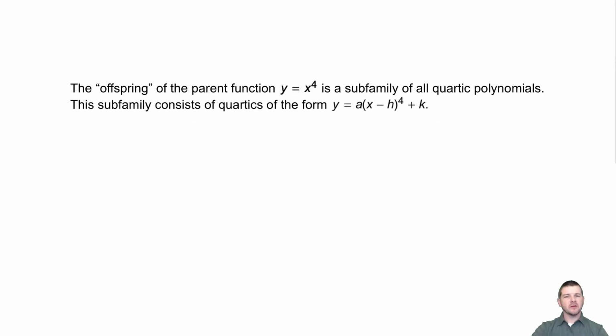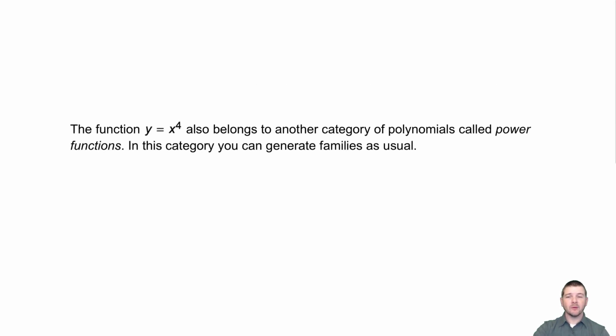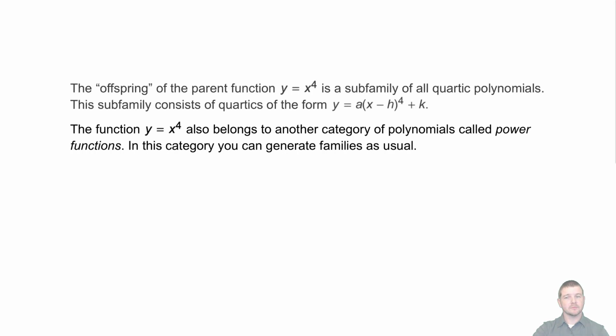The offspring of the parent function y = x⁴ is a subfamily of all quartic polynomials. This subfamily consists of quartics of the form y = a(x − h)⁴ + k. The function y = x⁴ also belongs to another category of polynomials called power functions. In this category, you can generate families, as usual.